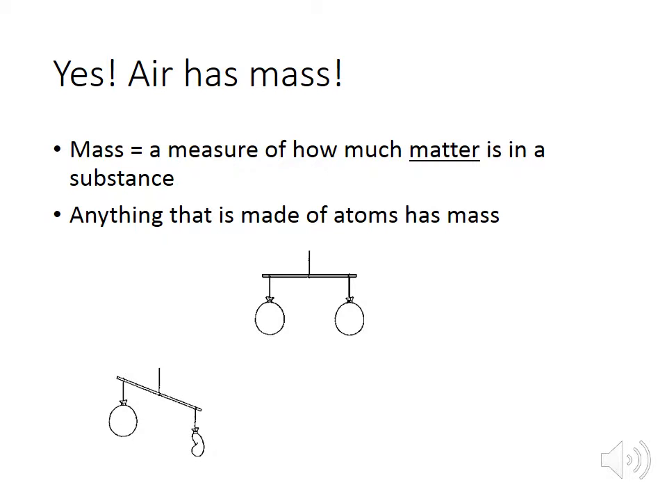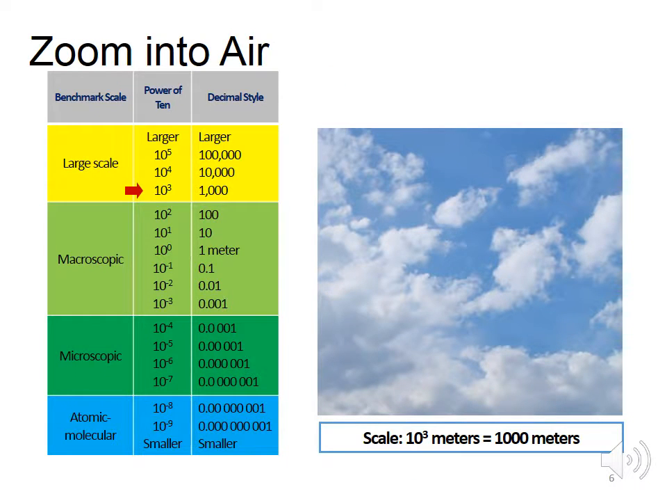So if we were going to take the air out of one of those balloons, what would that balance then look like? Would it look like this, with the deflated balloon heavier than the inflated balloon? Or would it look like this, with the inflated balloon heavier than the deflated balloon? Well, you'd find out that it looks like the second one because in fact air does have mass, meaning the air has atoms.